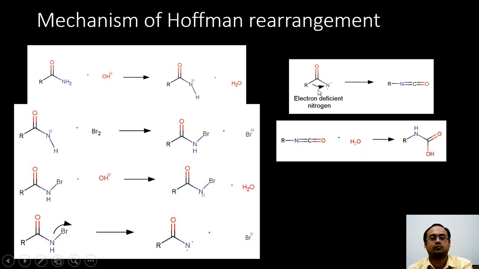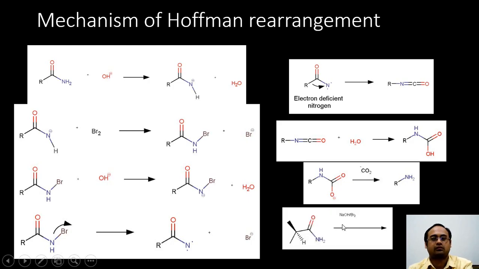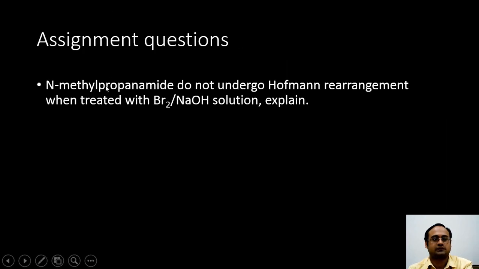Now the existence of this intermediate is highly doubtful, because people have suggested that this loss of bromine atom and the migration of the R group need not necessarily take place as two steps, but they happen simultaneously. That means the R group pushes the bromine out in one step. So once the alkyl isocyanate has formed, it reacts with water to give you the carbamate derivative. This will lose a molecule of carbon dioxide to give the corresponding amine with one carbon less. Then you predict the product of this reaction and also solve this assignment question.